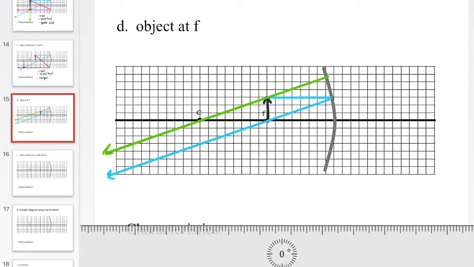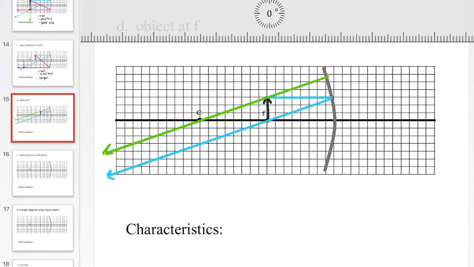That blue and green line, what kind of lines are those? Those are parallel lines. Are those ever going to intersect? If they never intersect, what do you think is going to happen to the image? There's no image. So if you find the perfect focal point of a concave mirror, you'll disappear for a sec. But you've got to find that focal point perfectly, and then you'll see no image, which is pretty cool. These light rays are never going to converge, so they do not create an image.